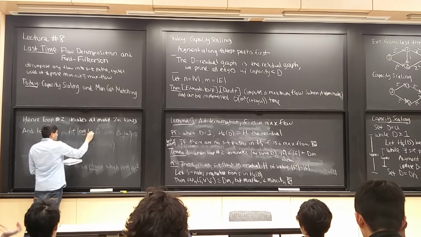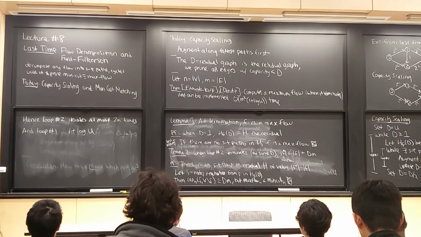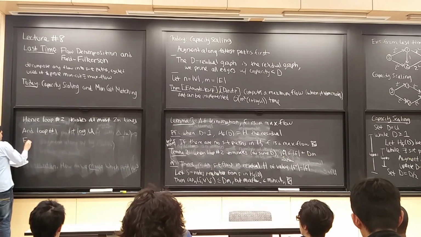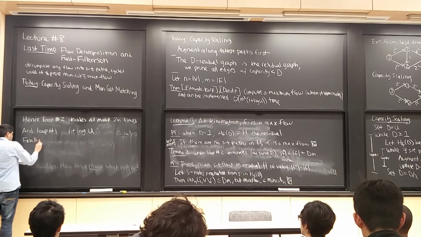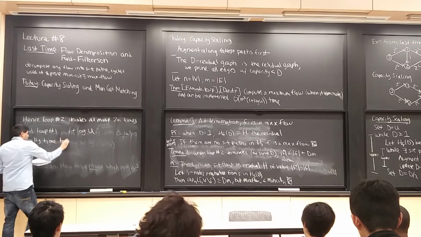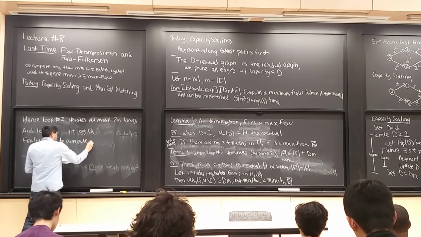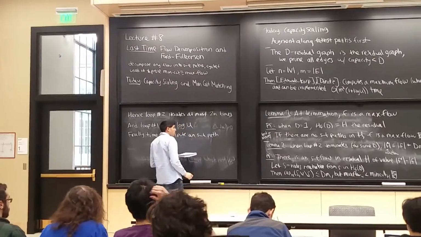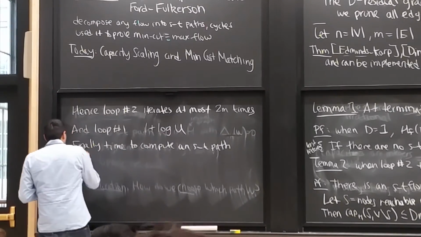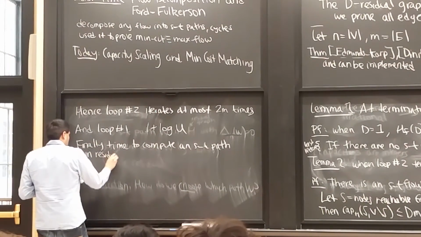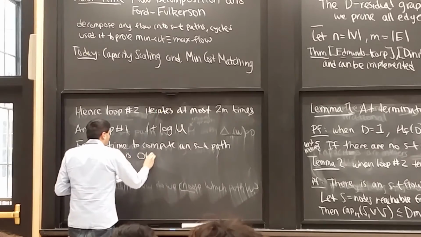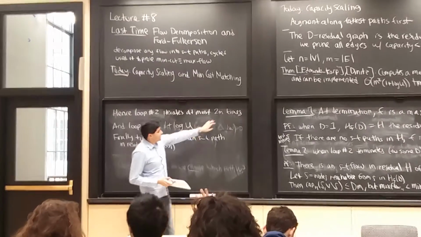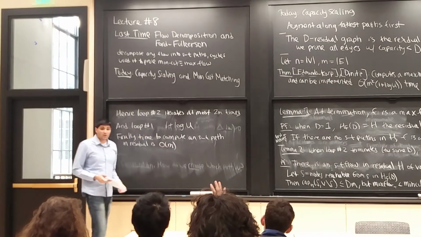1 plus log u. The 1 is important, as we talked about. But the final thing that we need is, what I claim is that the time to compute an ST path, because this is the basic operation that we do inside loop 1 and loop 2 in the residual, or in a D residual, is O of m. So that's the entire proof, right? We get an m times an m, so m squared, times 1 plus log u.